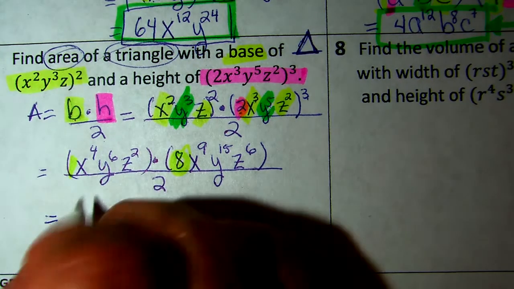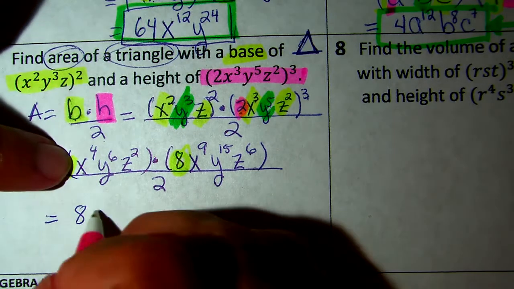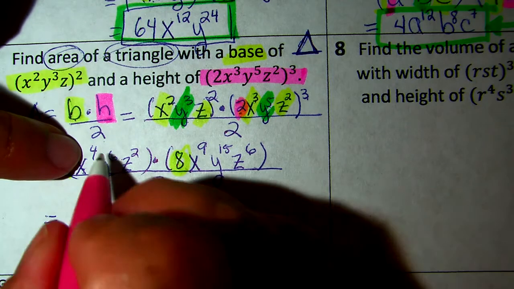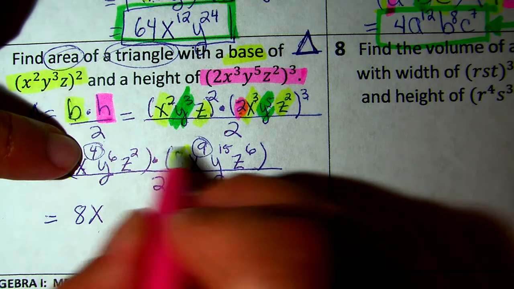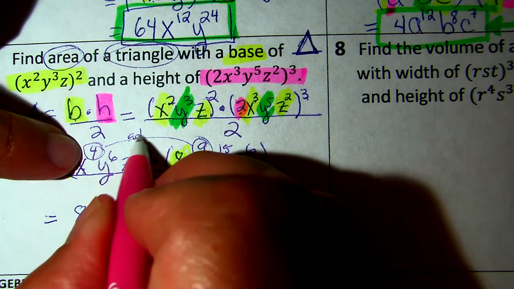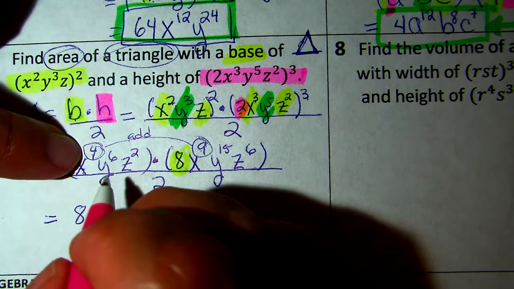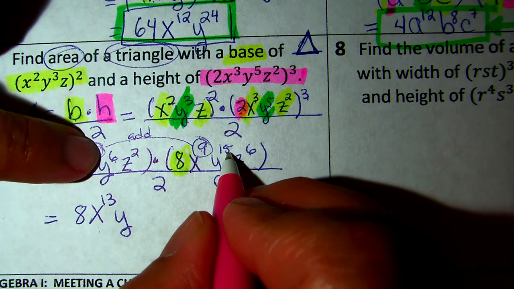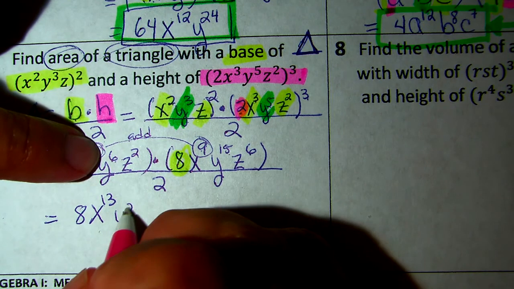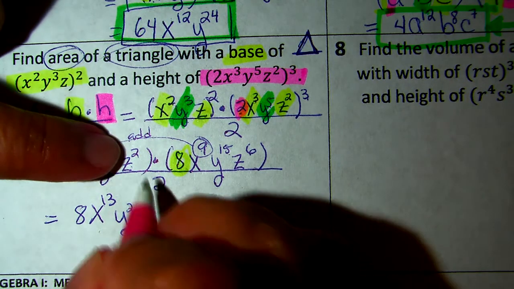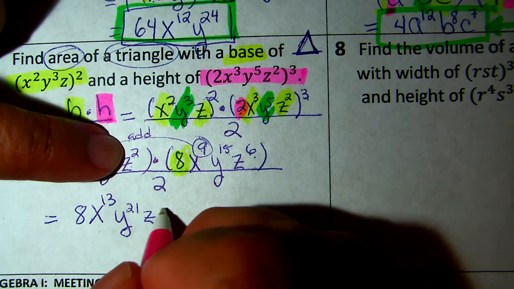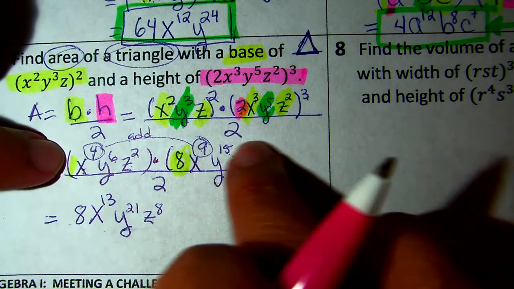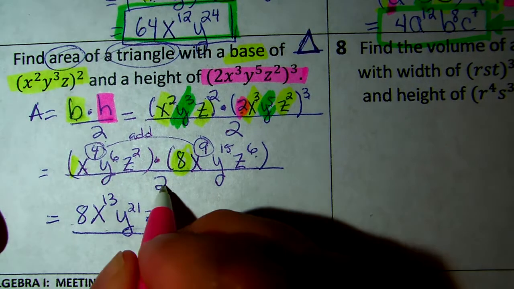So 8 times 1 is 8. For the x's, x to the 4 times x to the 9. What do you do with the exponents? You add them. Let me put a note right here. You add. So 9 plus 4, 13. For the y, 6 plus 15, that gives you 21. For the z's, 2 plus 6, 8.